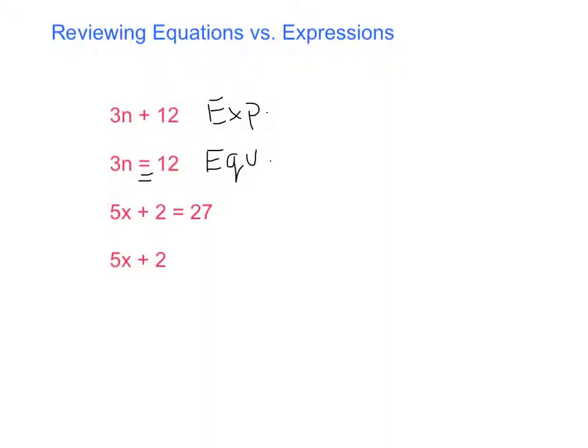5x plus 2 equals 27. I see an equal sign. That means two sides have to be equal. We can solve for that variable. That means that is an equation.